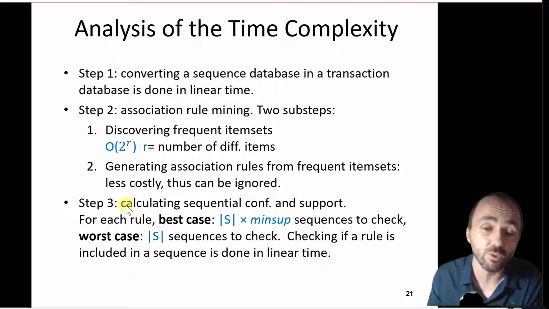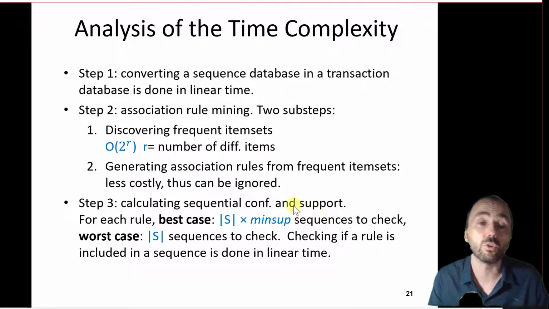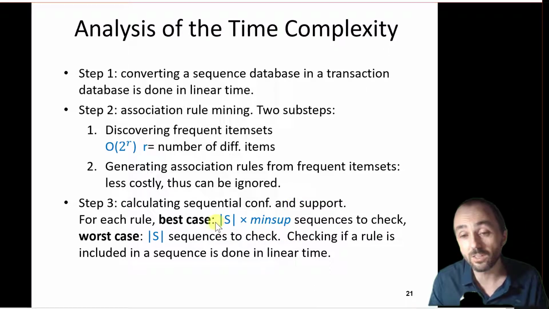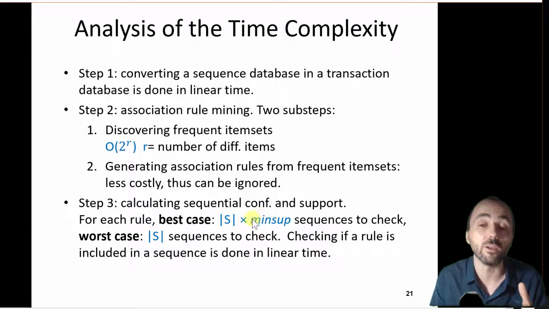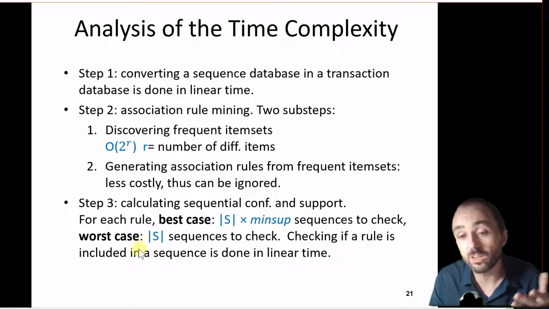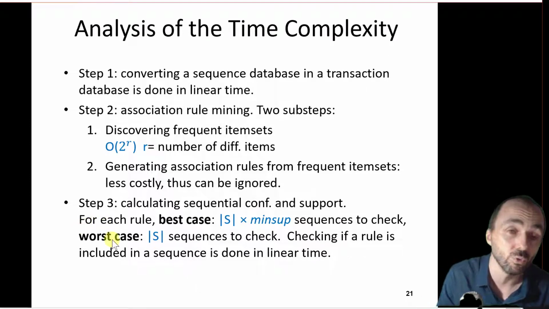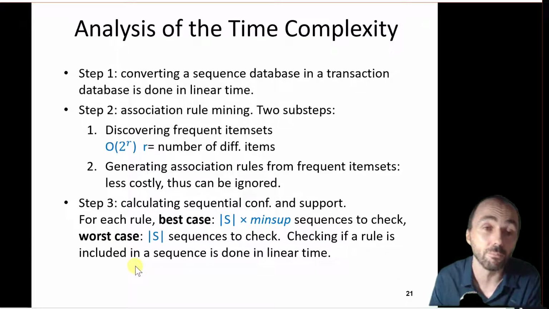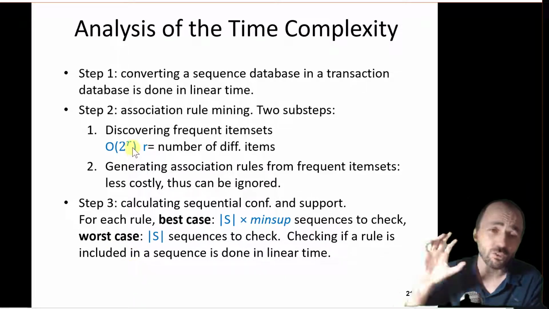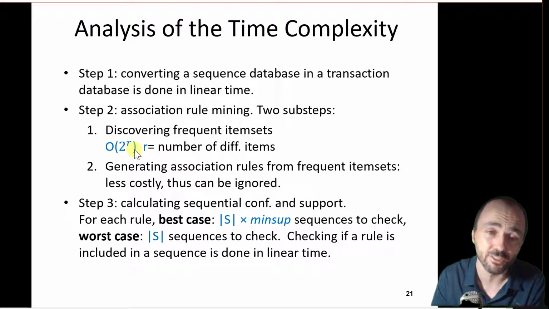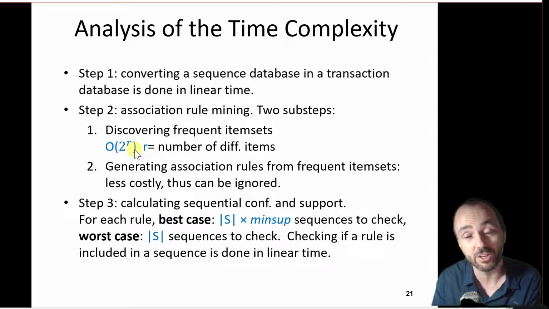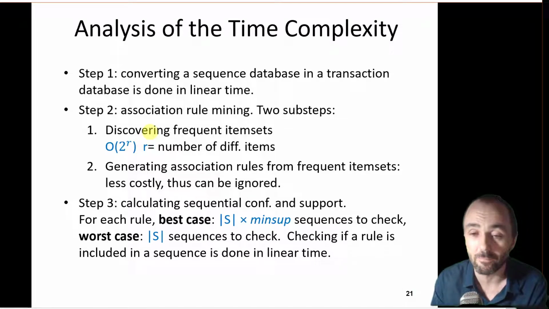And then after this, we need to scan the database again to calculate the support and confidence of the sequential rules. In the best case, the association rule only appears in the minimum number of sequences to be frequent. But in the worst case, all the rules appear in the whole database, and it will take more time to scan the database, so it will not be so fast. So this is just a rough idea about this. If you are interested in more details, you could look at the paper also.